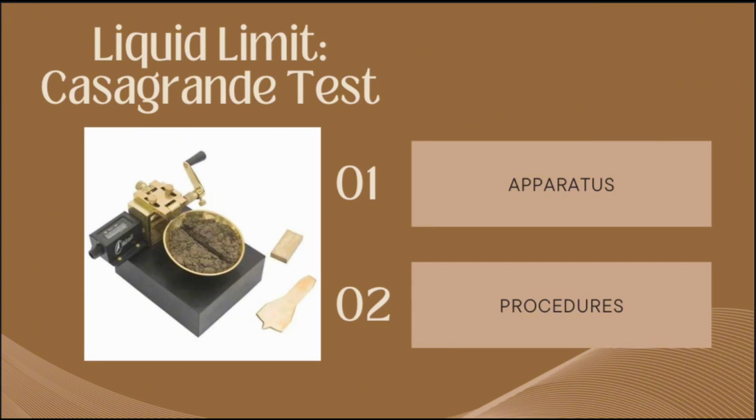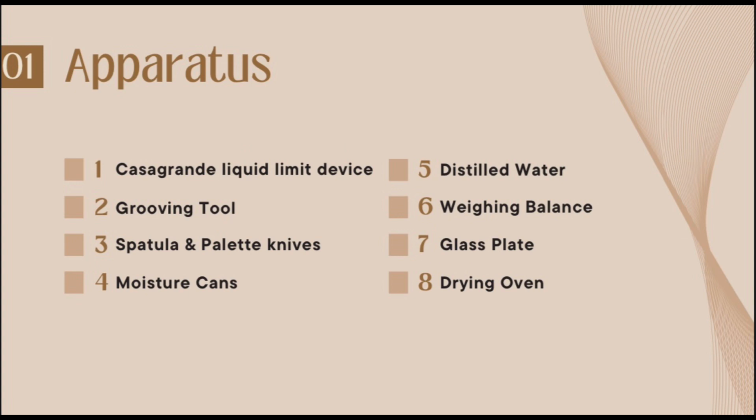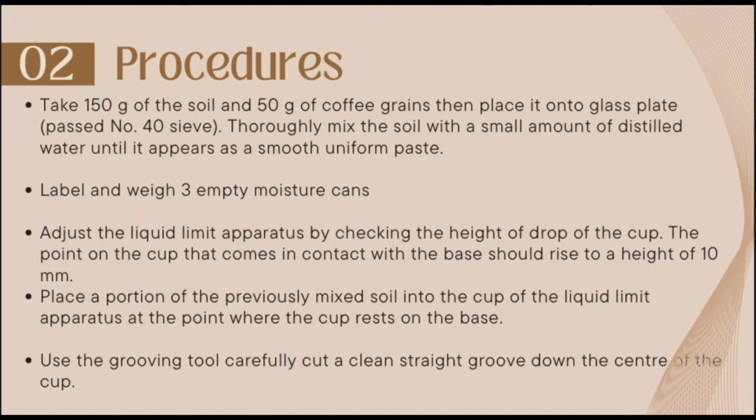Next, we will move to Casagrande test for liquid limit. The apparatus for Casagrande test are Casagrande liquid limit device, grooving tool, spatula and palette knife, measure can, distilled water, weighing balance, glass plate and drying ovens. For the Casagrande test, there are 9 steps that students need to do with proper procedures.